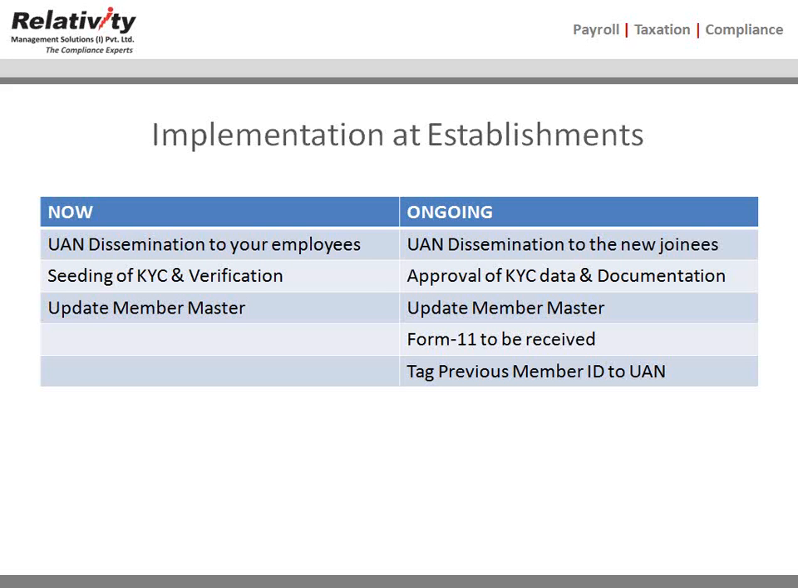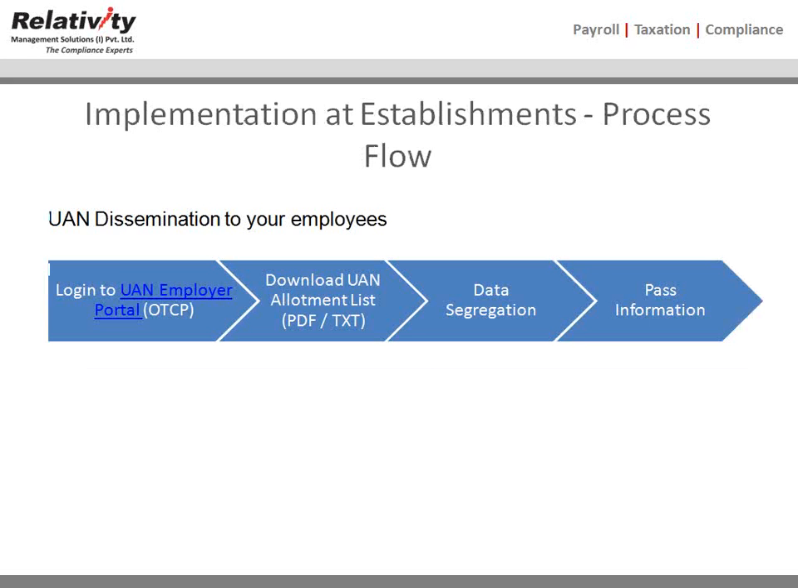So you can see the two columns. Let's discuss the first column. One is UAN dissemination to your employees. The second part is seeding of KYC and verification. The third part is to update the member master. Let's look at these one by one. I'm going to show you a process flow chart for UAN dissemination to your employees.